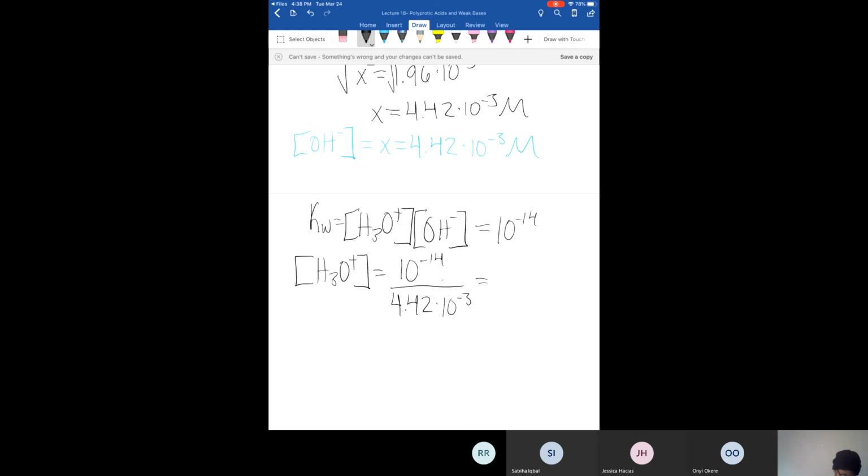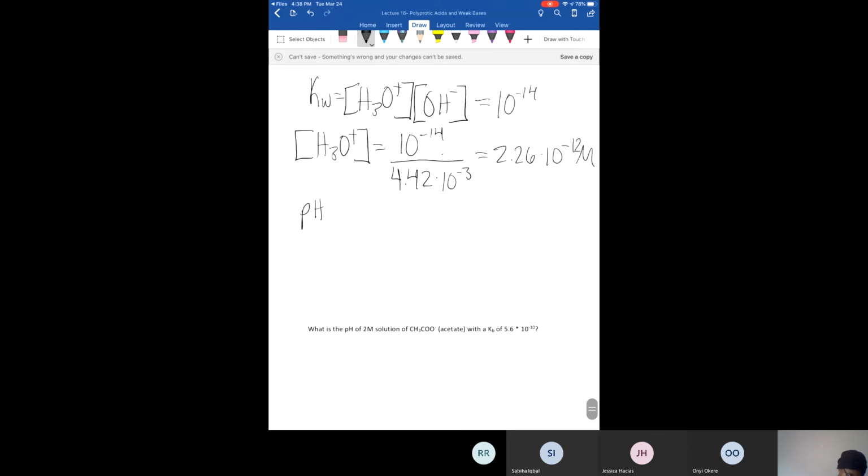So you get 2.26 times 10 to the negative 12 molar. And solving for pH is just the negative log of H3O plus, which is... oh, sorry. Scientific notation confuses me. 11.6. At first I thought it was like 0.6, or 0.1. So this is your pH.